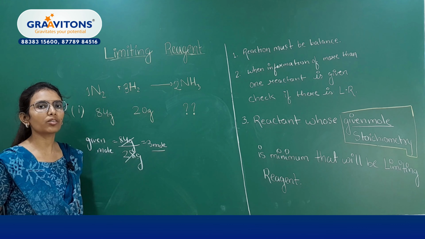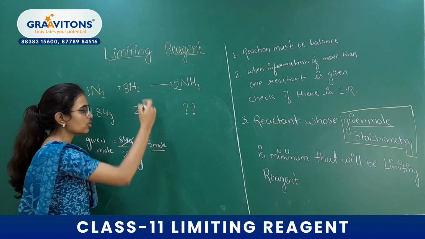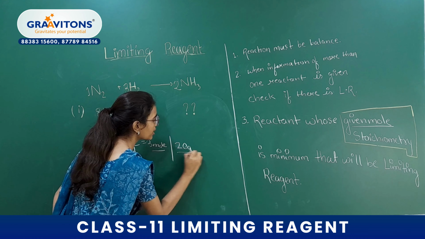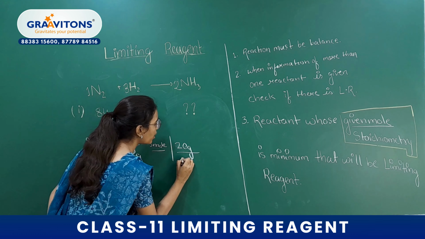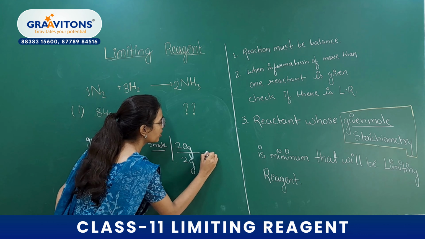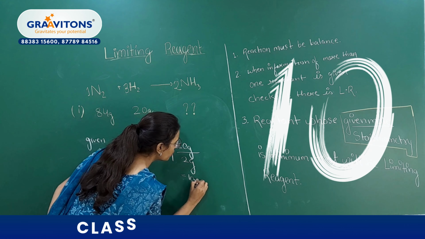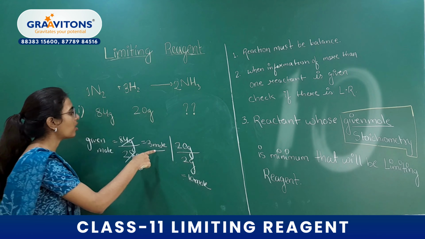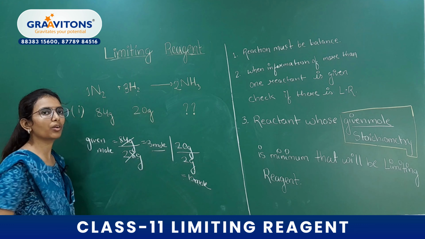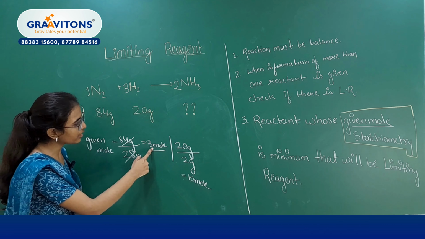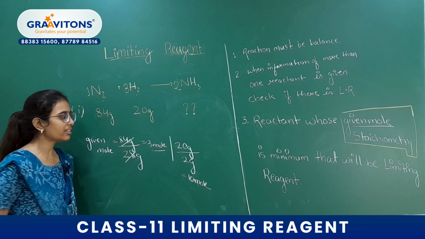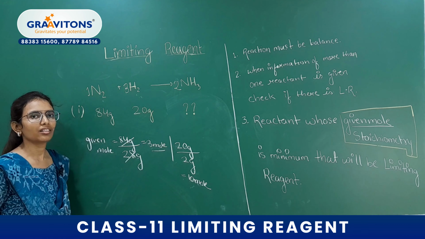Now we have to check the given mole of hydrogen. How much mass of hydrogen is given? It is 20 gram. It is the given mass divided by molecular mass, and we know that the molecular mass of hydrogen is 2 gram. So it will be 10 mole. We have got 3 mole as the given mole of nitrogen and 10 mole as the given mole of hydrogen. If you see the data, 3 and 10, it looks like nitrogen is the limiting reagent and hydrogen is in excess. It is not like that.